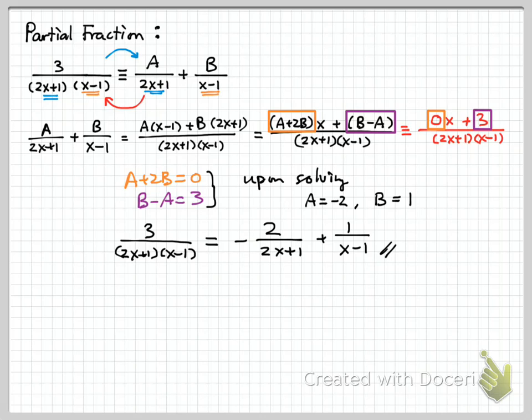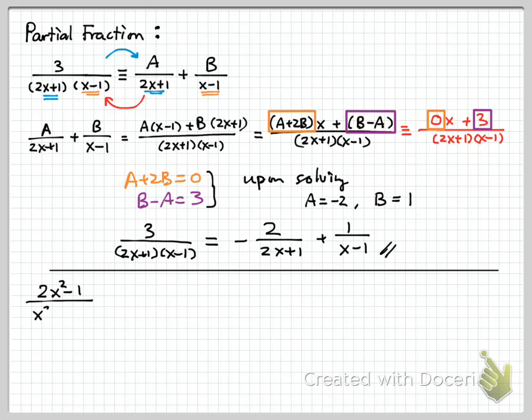Okay, so maybe let me quote another example based on this one. Another partial fraction expansion example is like that. We have 2x squared minus 1 divided by x squared minus x minus 2. If that equals a plus b over x minus 2 plus c over x plus 1, we want to find out what a, b, c are.